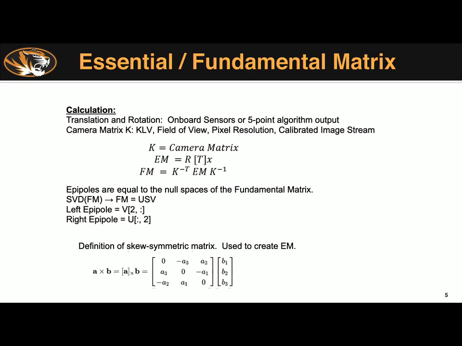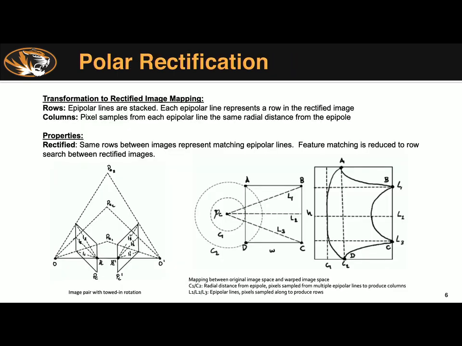So if you do SVD decomposition on the fundamental matrix, then you're sort of getting the eigenvalues there. You can pull out the 2 epipoles for the 2 images from the unitary matrices there, and those then correspond to your epipoles, right?